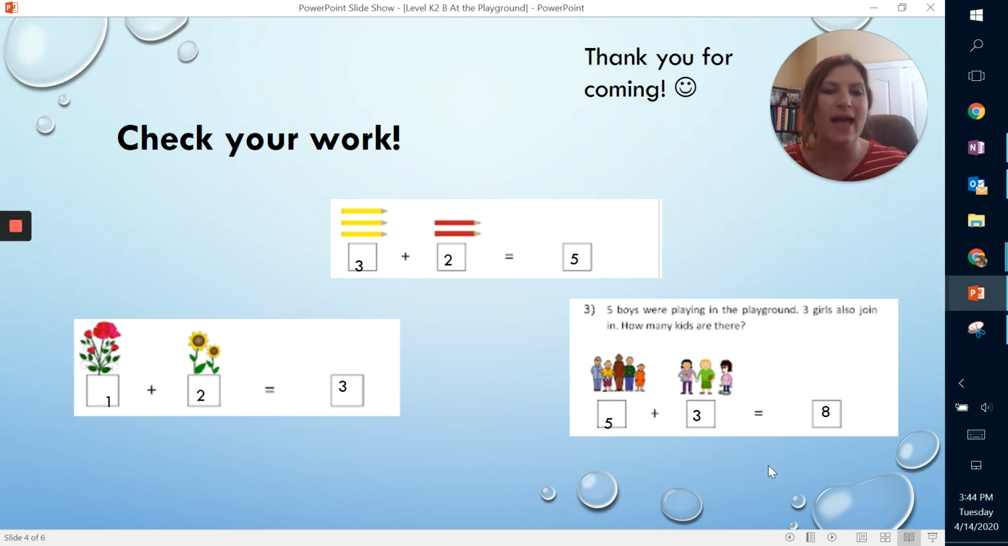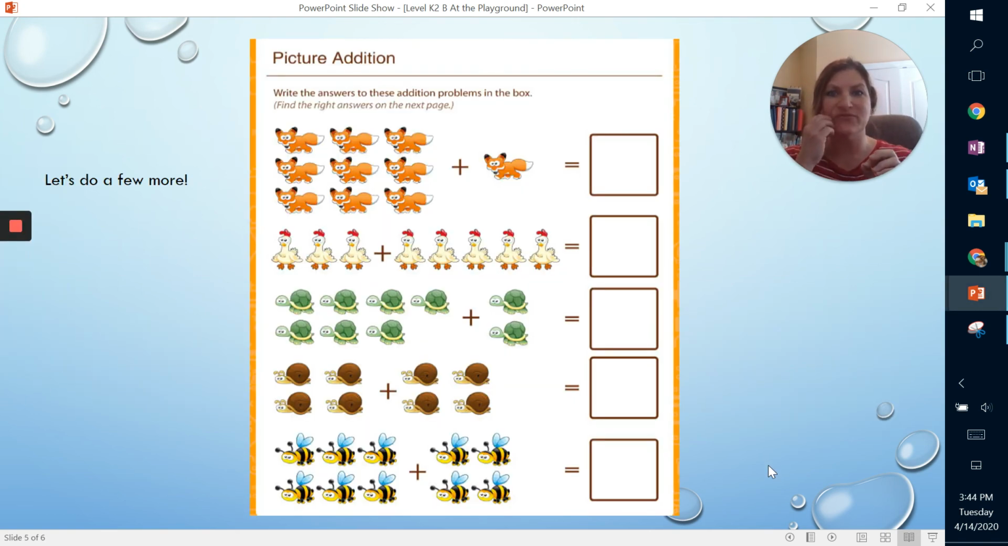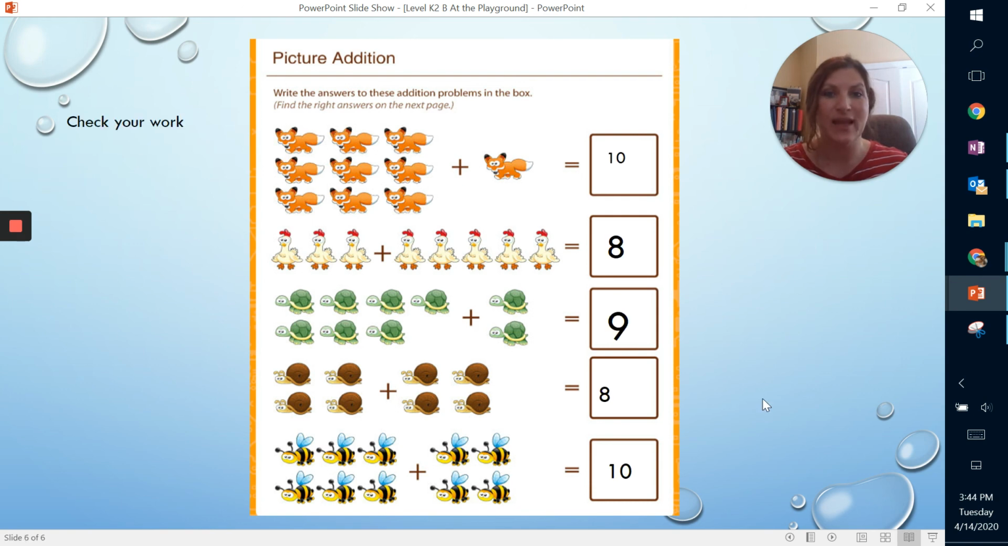All right. Let's go ahead and click over here. This is for those of you that love math and want to add some more using your pictures. You're going to answer the addition problems in the box. All right, these are for you to do. You can pause. And then once you finish adding the pictures together and finding the total or what it equals, then you can find your answers. And there you go.